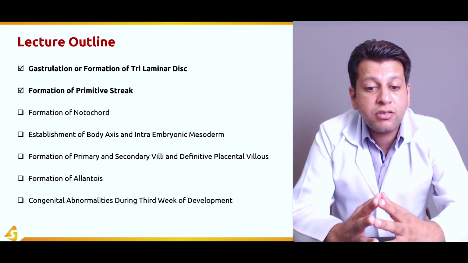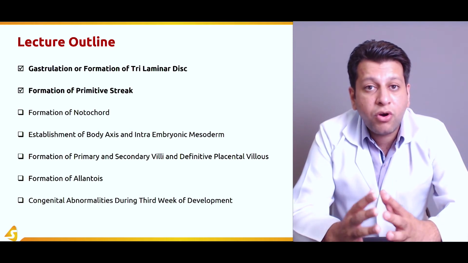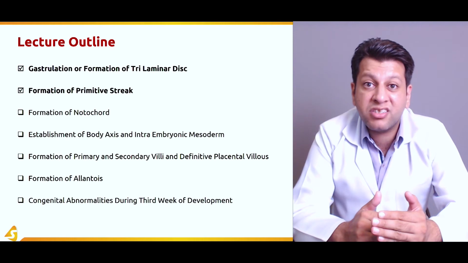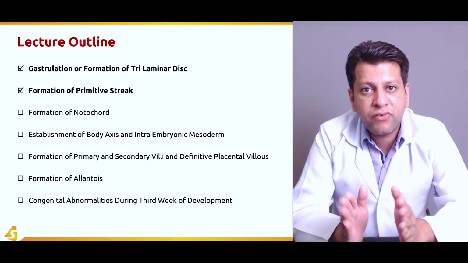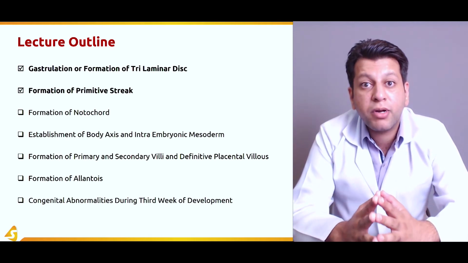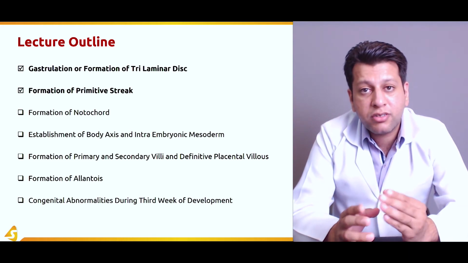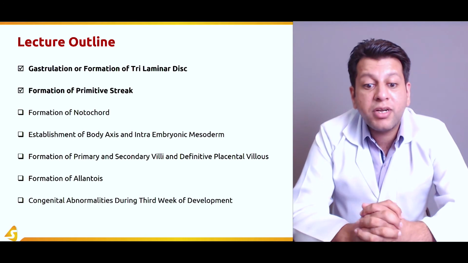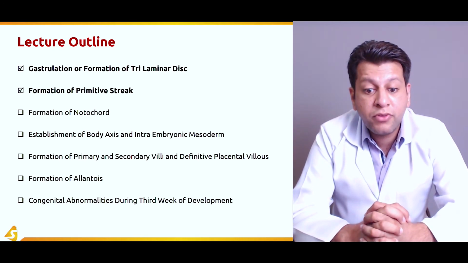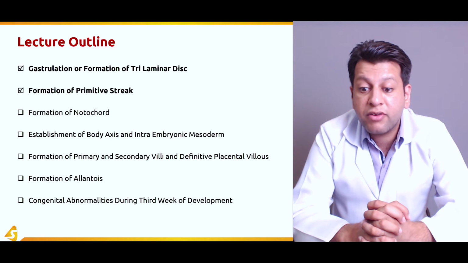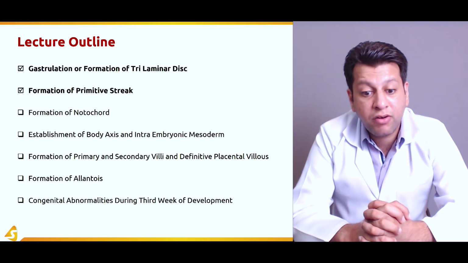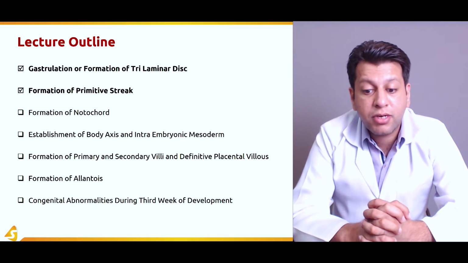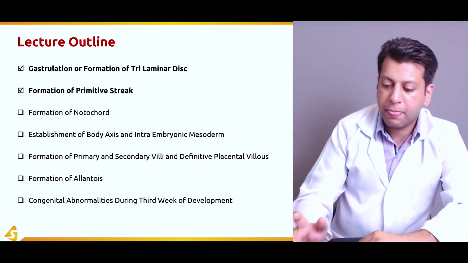We have also discussed formation of the primitive streak, how initially the primitive pit is formed and then cells start to migrate to appear as a streak. From the primitive streak, the primitive groove is formed, and we discussed the role of the primitive node and how this results in establishment of the axis. Now we will be discussing formation of the notochord, formation of primary and secondary villi and the definitive placental villus, formation of the allantois, and congenital anomalies during the 3rd week of development.